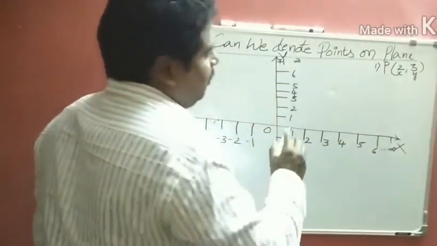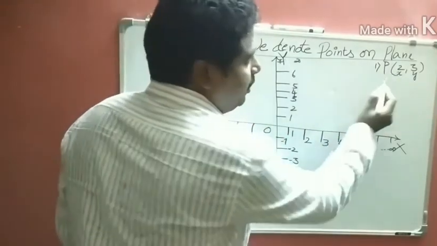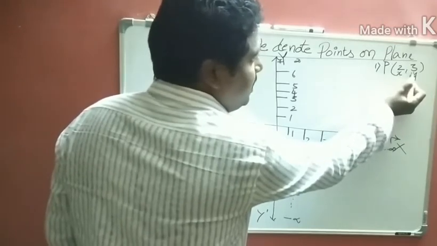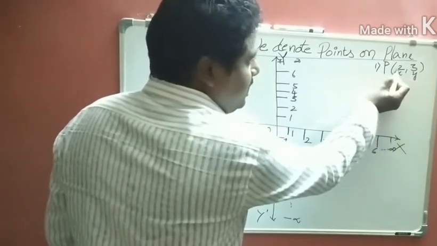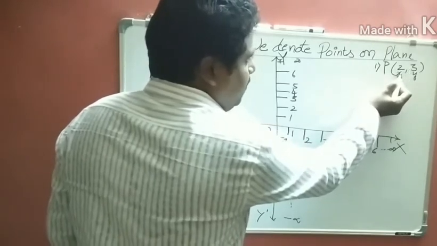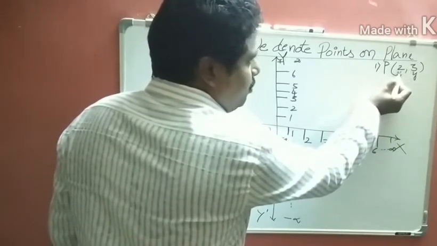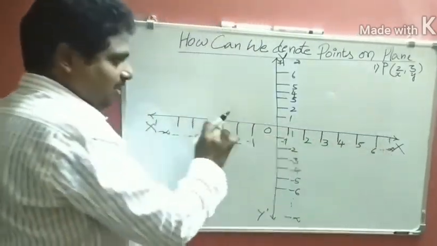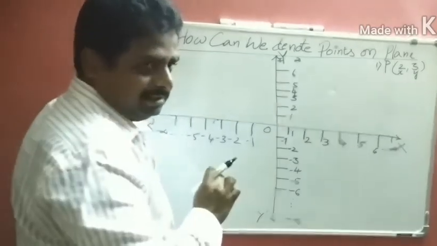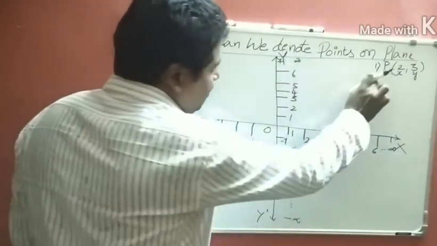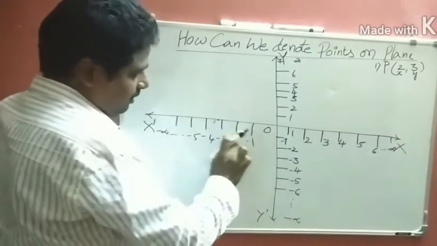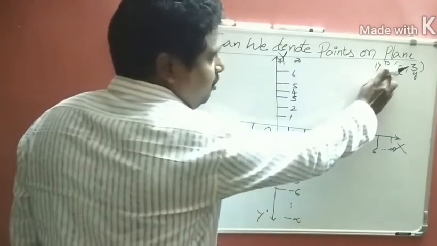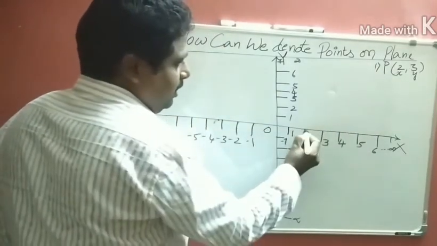Now take x is equal to 2. We know that in Cartesian coordinates, the first one represents x and the second one represents y. So the first one is the x coordinate, the second one is the y coordinate. As the name itself says, it is the x coordinate, so we denote this first coordinate on the x axis. We know that the x axis, which is the horizontal line, is a real number line. In the real number line, where is x equal to 2? Here we have minus 2, here we have plus 2. Is this plus 2 or minus 2? Plus 2. So here you put a dot.